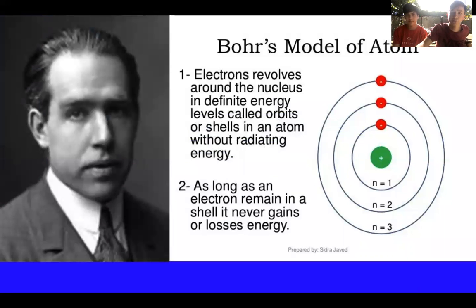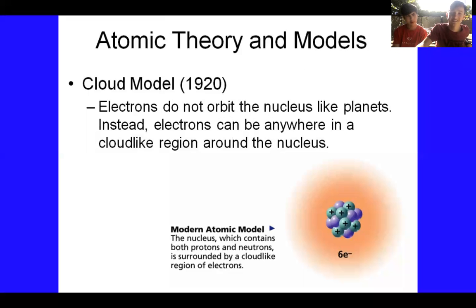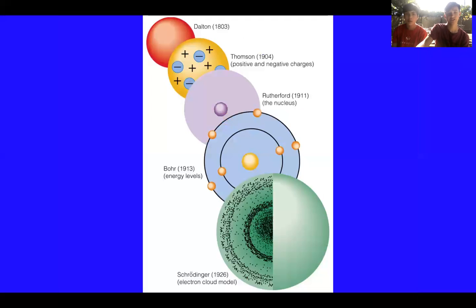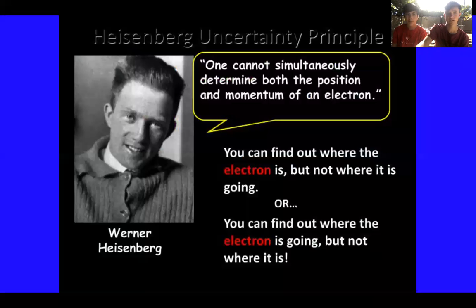Bohr's model is the one we just described. The cloud model is the modern atomic model. It shows the nucleus, which contains the protons and the neutrons, surrounded by a cloud or a sea of electrons. This is just the pictures for all of them.